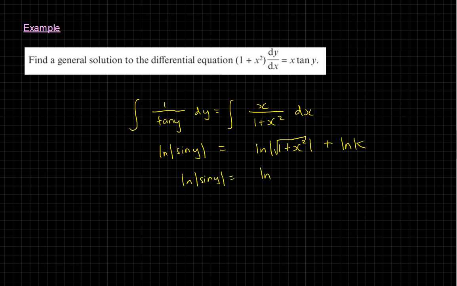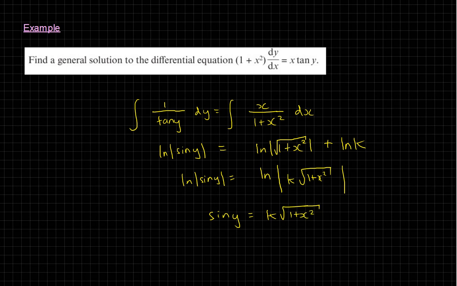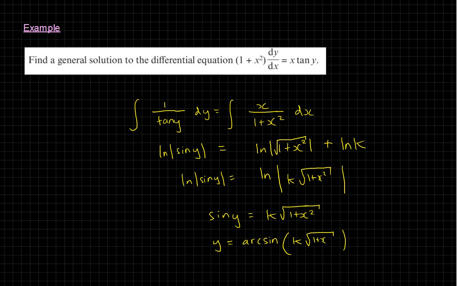And then here we're adding logarithms, so I can multiply this k times the square root of 1 plus x squared. Raise both sides to the power of e. I get this. And we're pretty much done. You might sometimes also see it being written like this, taking the inverse sine or arc sine of both sides, and you get this. Okay, and that's our general solution. And then you can pick any value of k you want, and the differential equation will still work.